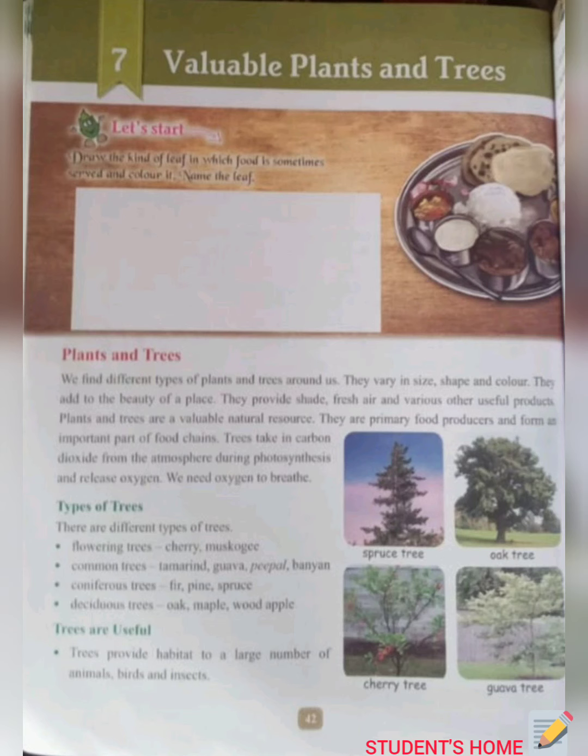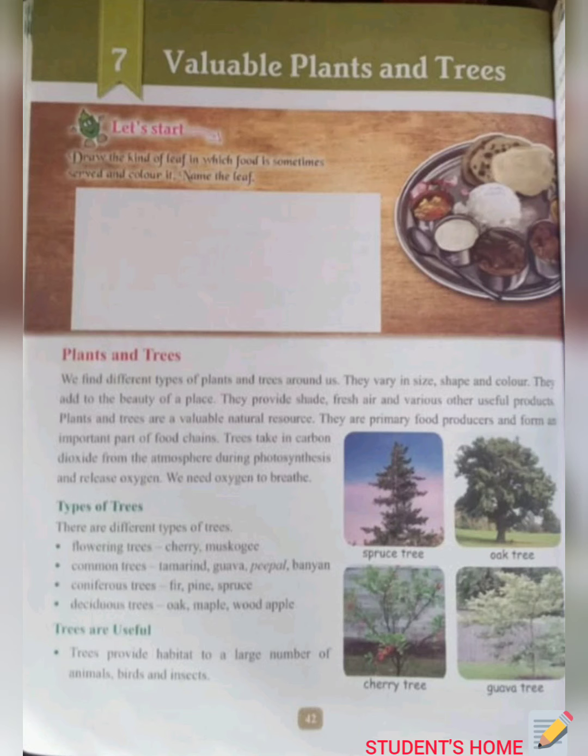Now class, we will discuss the types of trees. So there are different types of trees. First is flowering trees like cherry, muskogee. Then we have common trees like tamarind tree, guava tree, peepal tree, banyan tree. Then we have coniferous trees, that is fir, pine, spruce. These are like pointed trees. Coniferous trees mostly are pointed trees and these are mainly found where there is snowfall.